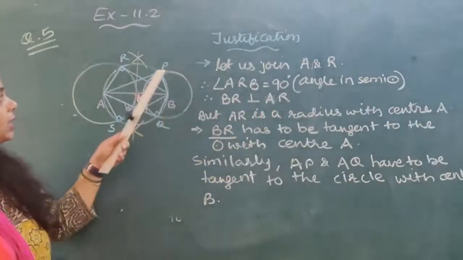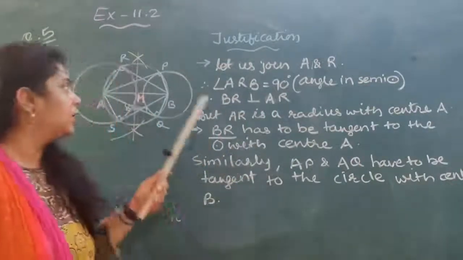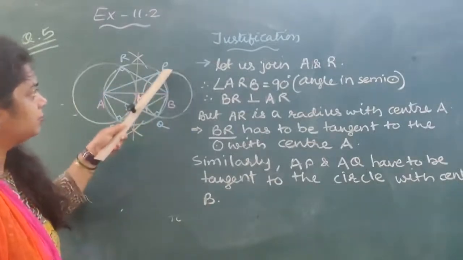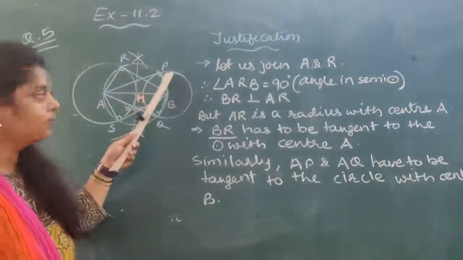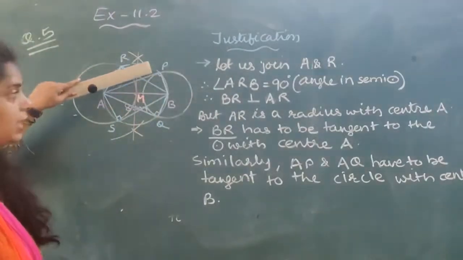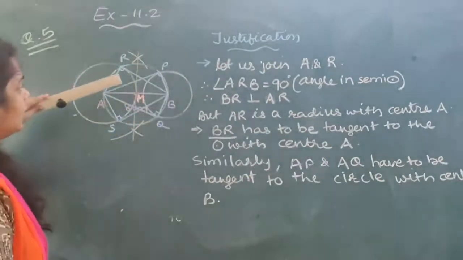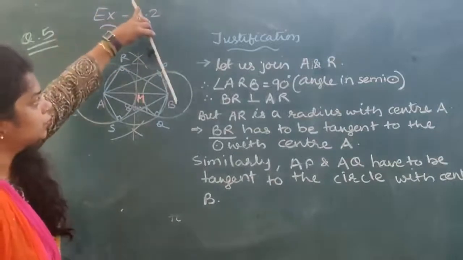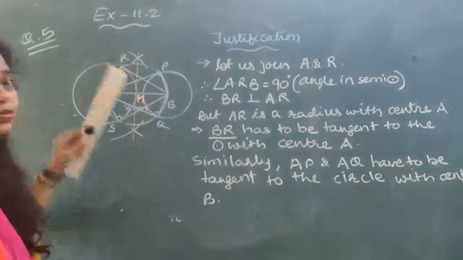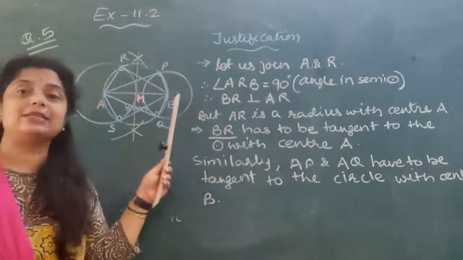Now here, similarly, AP and AQ you can show as tangents. How? Join B and P. Therefore angle BPA is 90 degrees, as again it is in a semicircle, and therefore AP is perpendicular to BP, and as BP is a radius, AP has to be a tangent to the circle having center B.